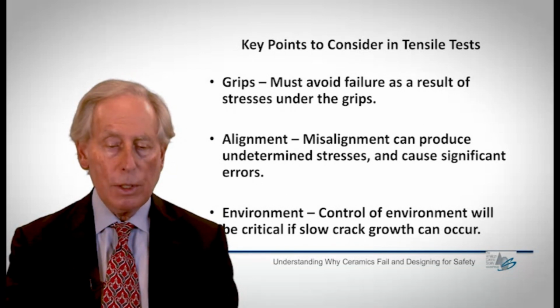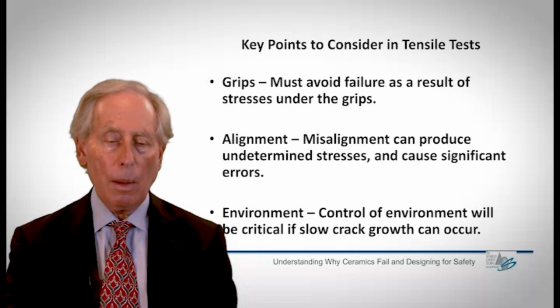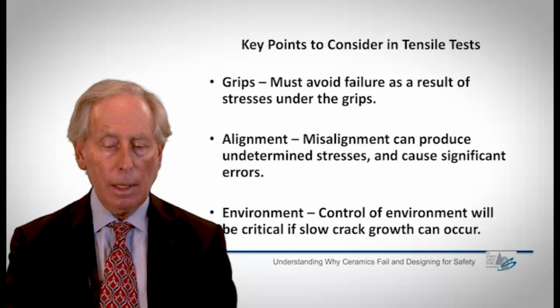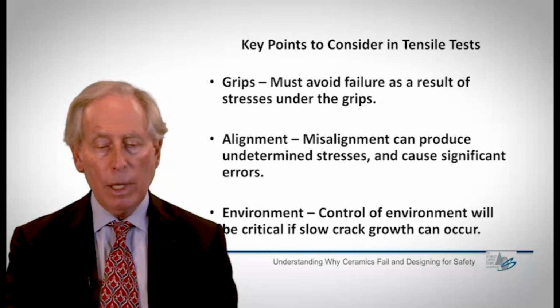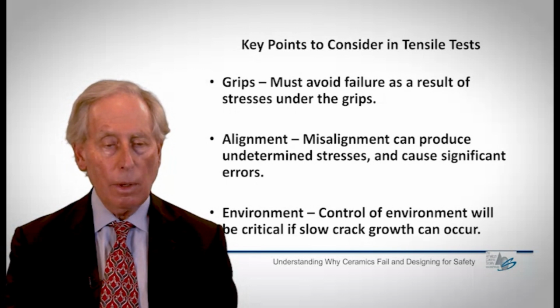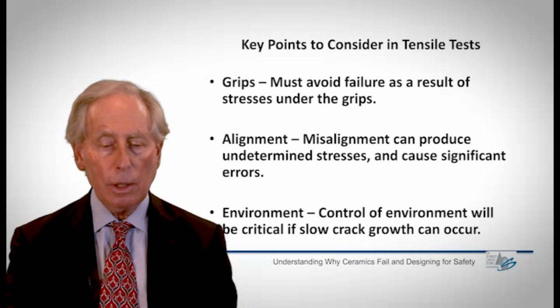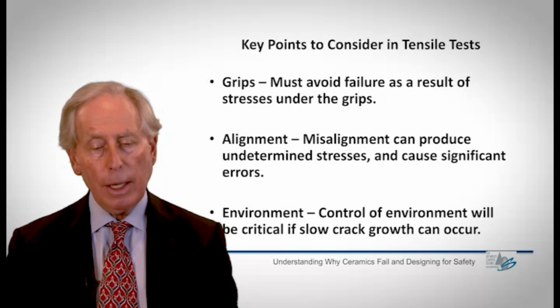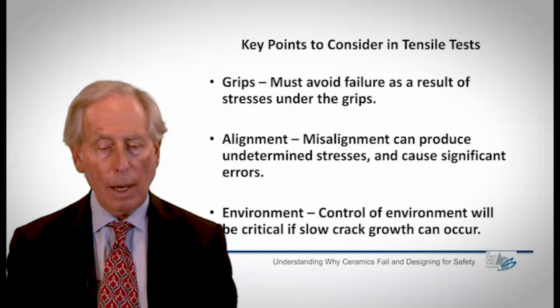There are some key points to consider in tensile tests. You've got to avoid failure from stresses under the grips. This is always a difficult proposition, so these have been discussed in a number of references that I'll talk about at the end. Misalignment is a key issue in tensile tests, and you need to avoid undue bending. If you produce undetermined bending stresses, you can cause significant errors. And the environment is particularly important if slow crack growth can occur.